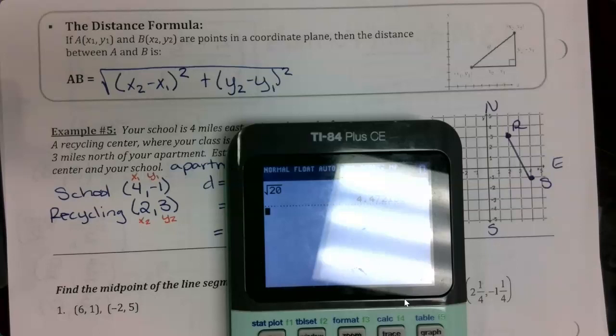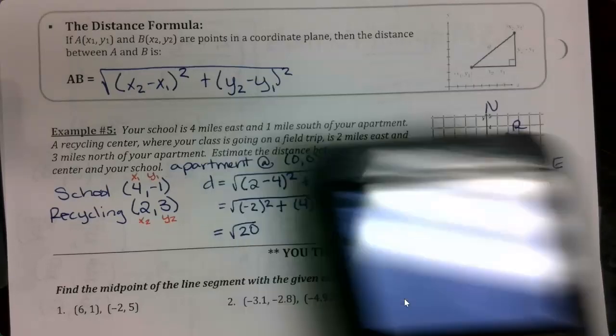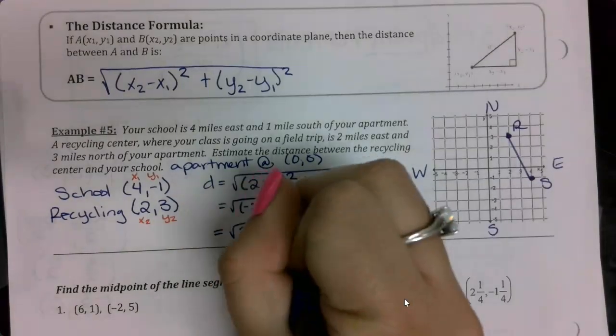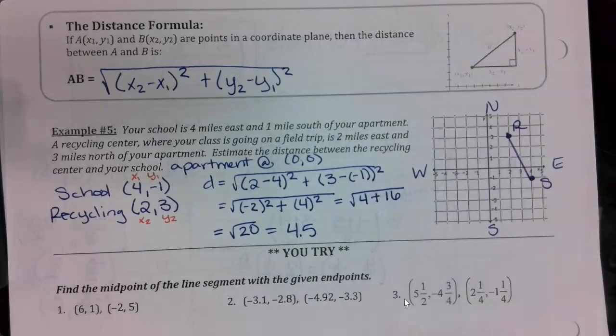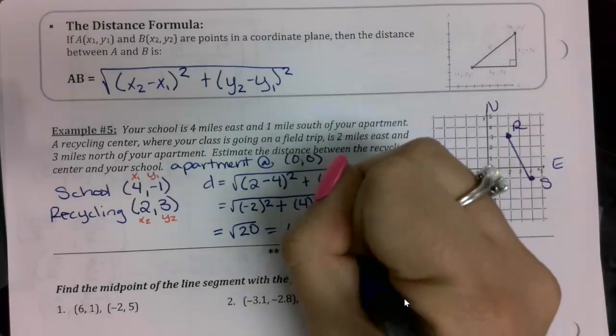I'm going to round, does it tell me where to round? I'm just going to round to the nearest tenth like we were yesterday. So it's going to be 4.5. And this was a word problem, 4.5 what? Miles.